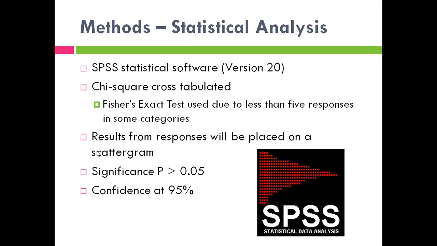Statistical analysis happened on SPSS, which is a statistical software program, and a chi-square was used in order to find out any associations through there. I had to use the Fisher's exact test because some of the categories that I subcategorized contain less than 5 responses, which would have violated the chi-square rules and given me inconclusive results.